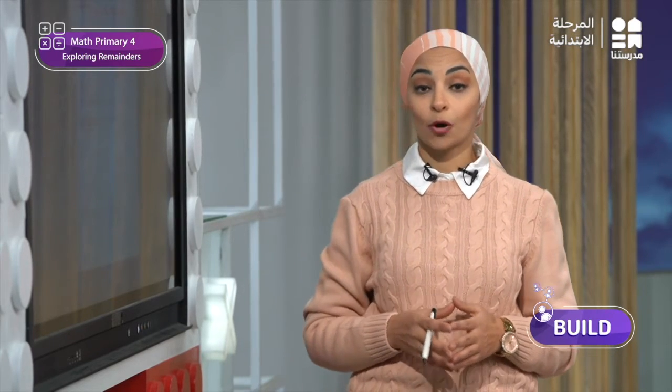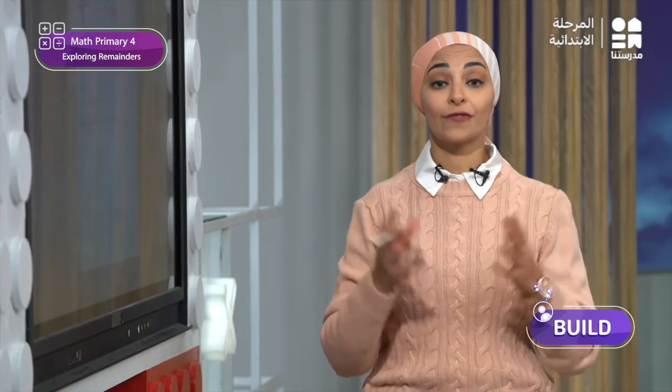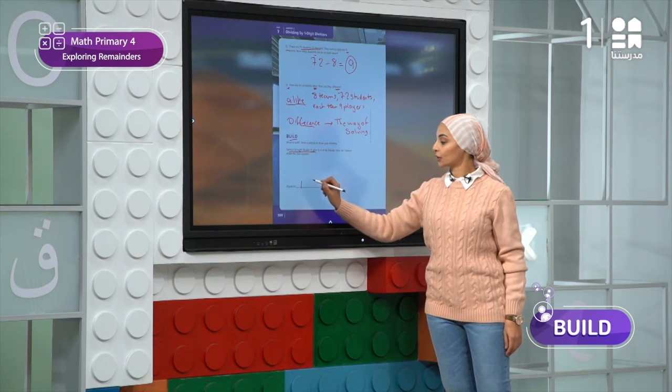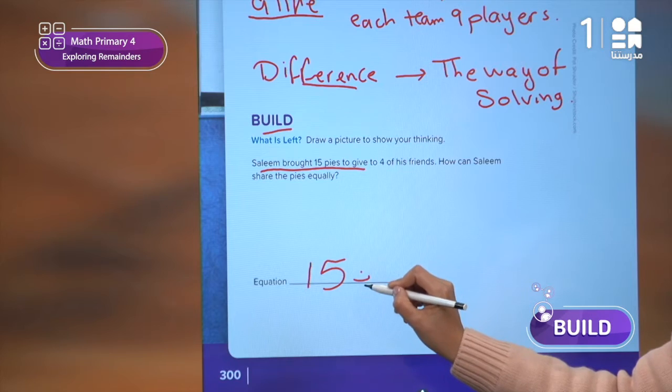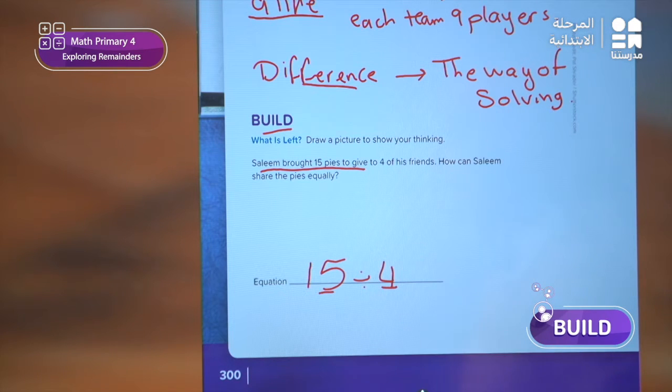طيب, لو سليم is going to distribute هيوزع, this means that إيه؟ The problem is division. Distribute means division. Okay? طيب, so I will make 15 divided by 4. In the division, I must start with the biggest number. So my equation is 15, the biggest number, divided by 4. I want to divide or distribute 15 among 4 persons.